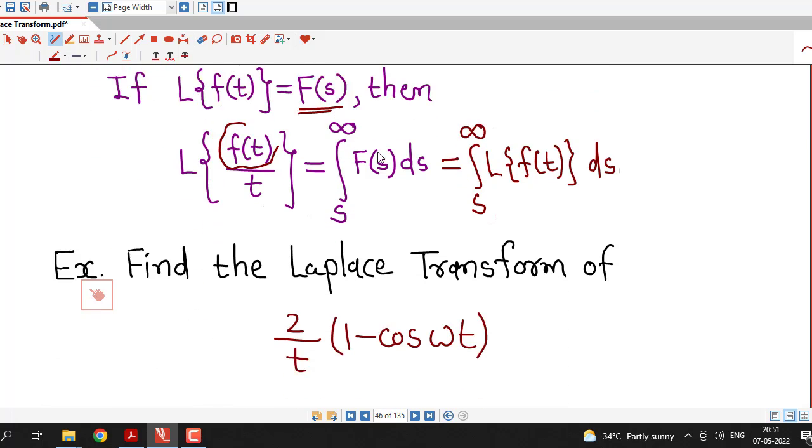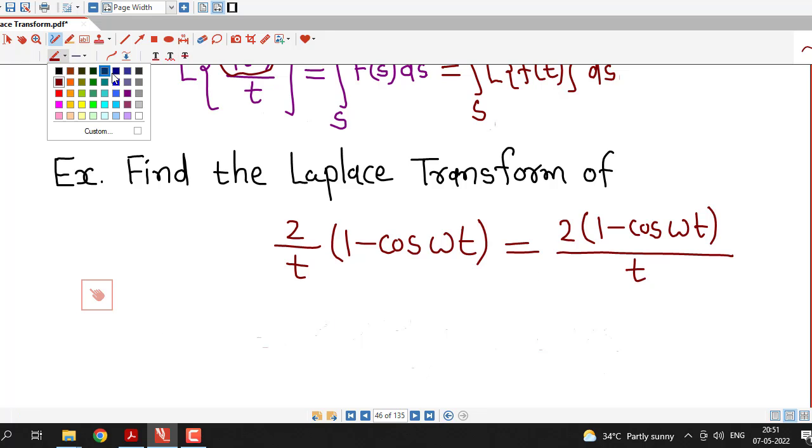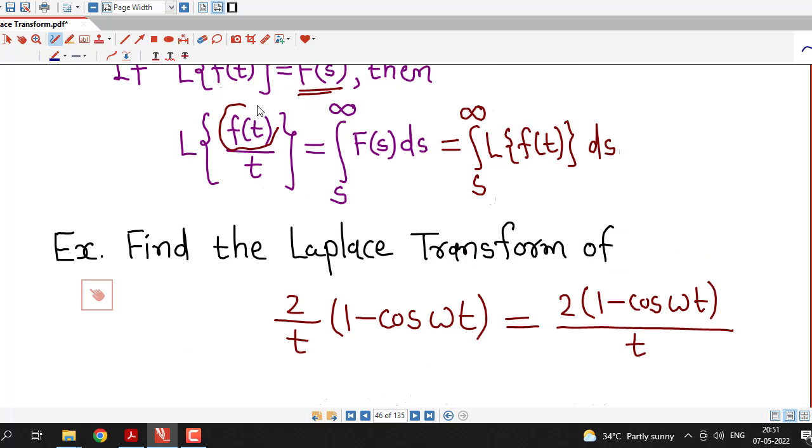We discuss one example of this type. Find the Laplace transform of 2 divided by t times 1 minus cos omega t. This we can rewrite as 2 times 1 minus cos omega t divided by t. So first we find out Laplace transform of 2 times 1 minus cos omega t. If we compare with f of t divided by t, then f of t here is 2 times 1 minus cos omega t. So for this formula, first we require Laplace transform of f of t.